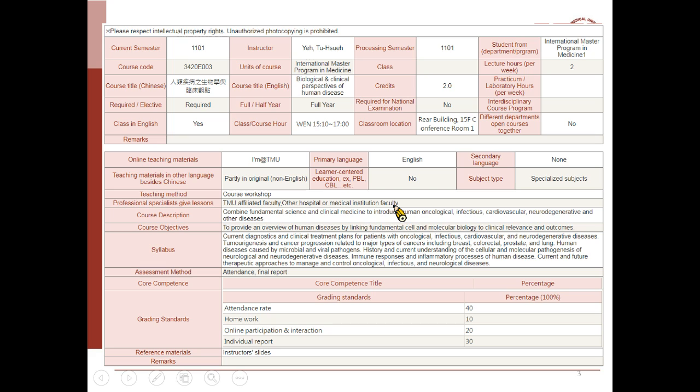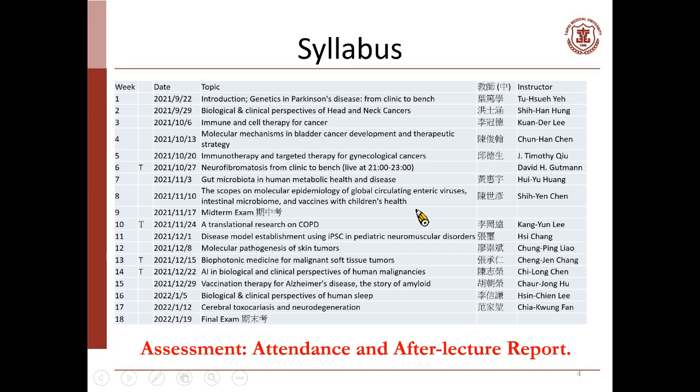Each lesson will provide an overview of human diseases by linking fundamental cell and molecular biology to clinical relevance and outcomes. We have arranged 16 lectures to illustrate current diagnostic and clinical treatment plan for patients with various diseases. The first lecture is delivered by me, talking about the genetics in Parkinson's disease, including the genetic discovery, clinical overview, and the application on therapy.